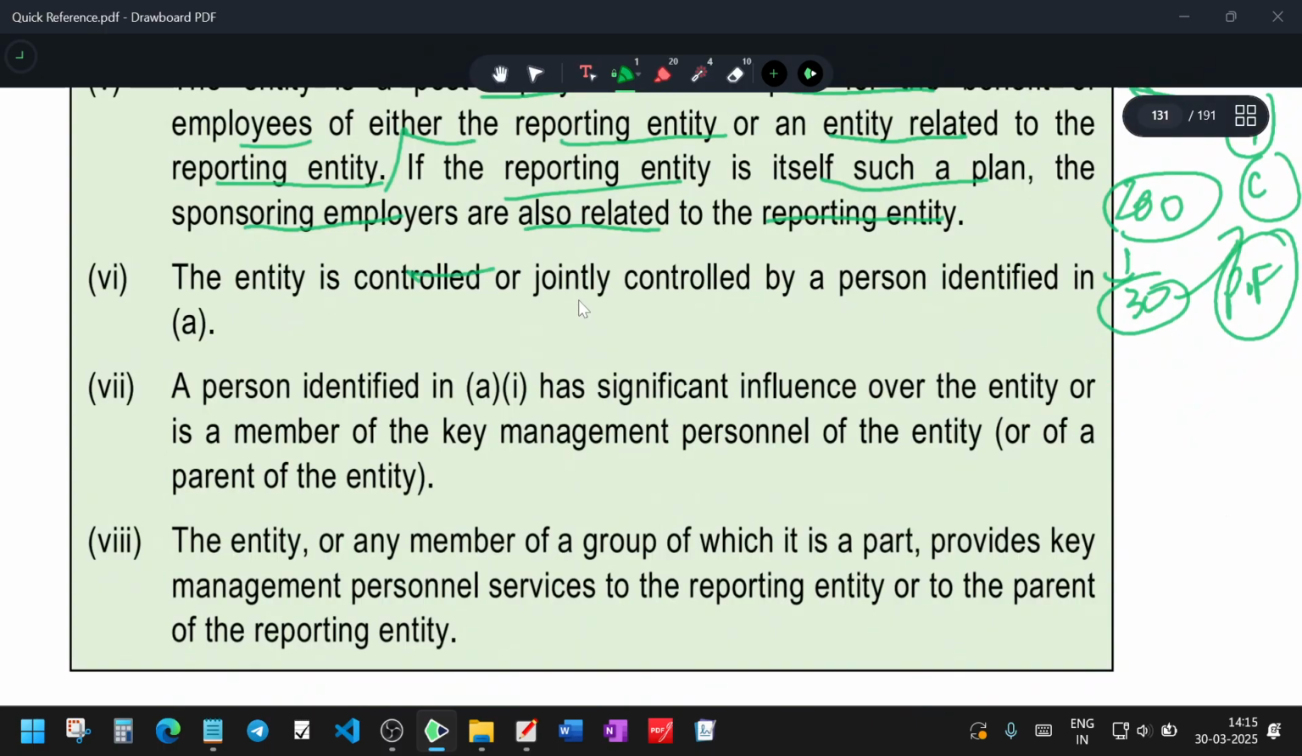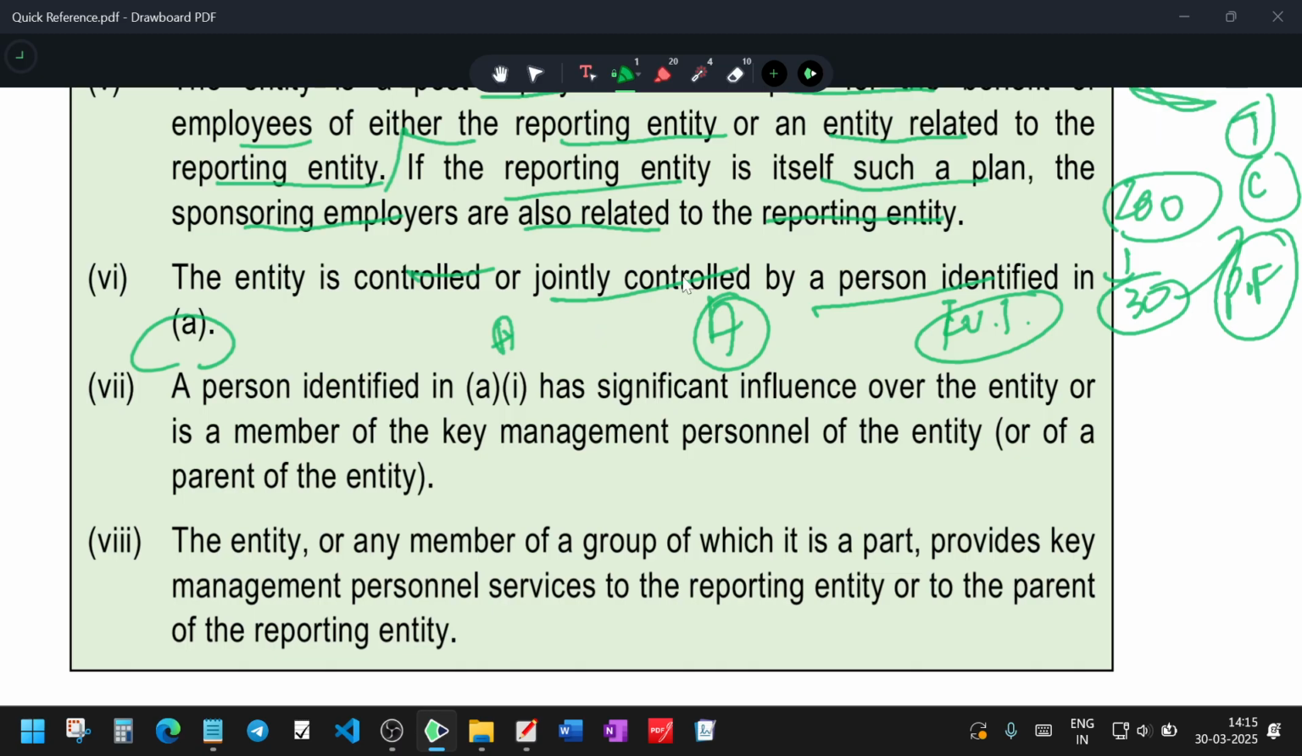The entity is controlled or jointly controlled by a person identified here. Sir, one person's family is controlling my company and has 30-40% in another company. So whether we both are related, yes, because through this person he may influence that company to deal with your company. So they are related parties.